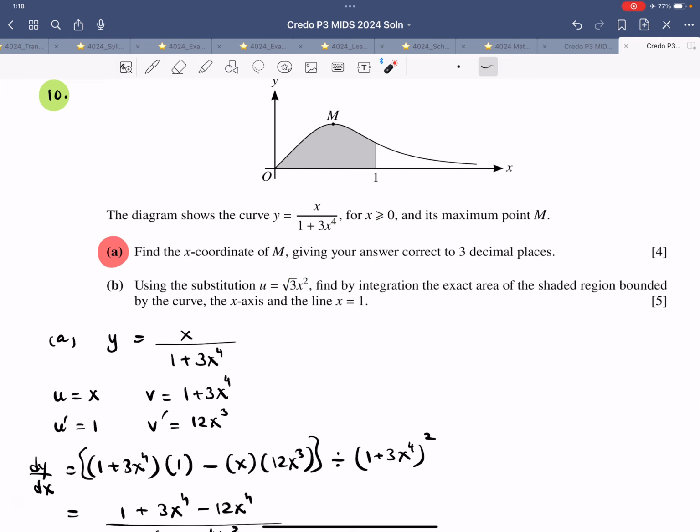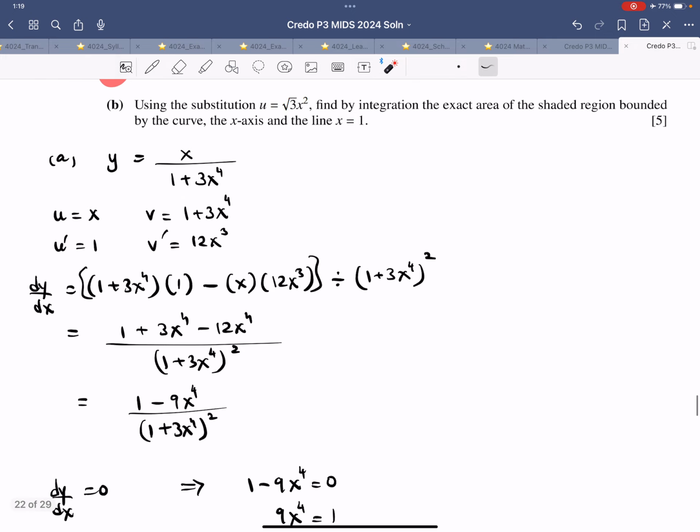Question number 10. The diagram shows the equation y is equal to x over 1 plus 3x power 4 for x greater than or equal to 0. That is for this side and its maximum point m. Find the x coordinate of m. Give your answer correct to 3 dp. So the first page is about this. Y is equal to this over this. This is u. This is u prime. This is v. This is v prime.